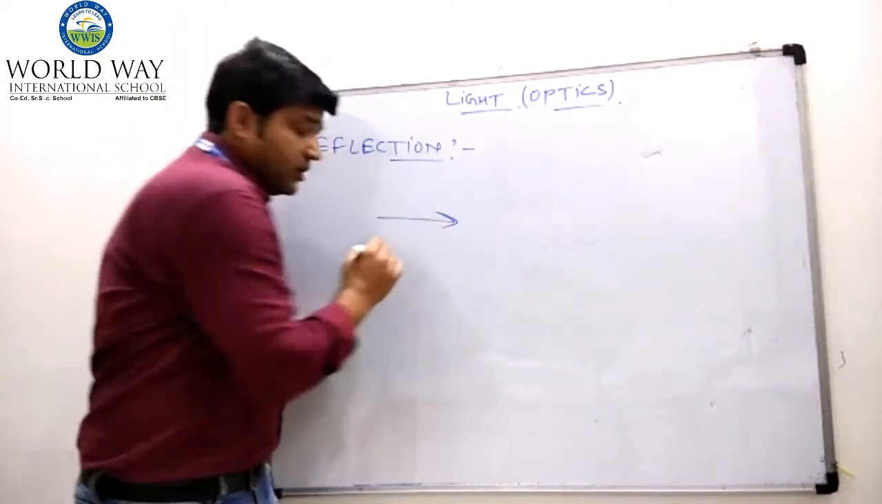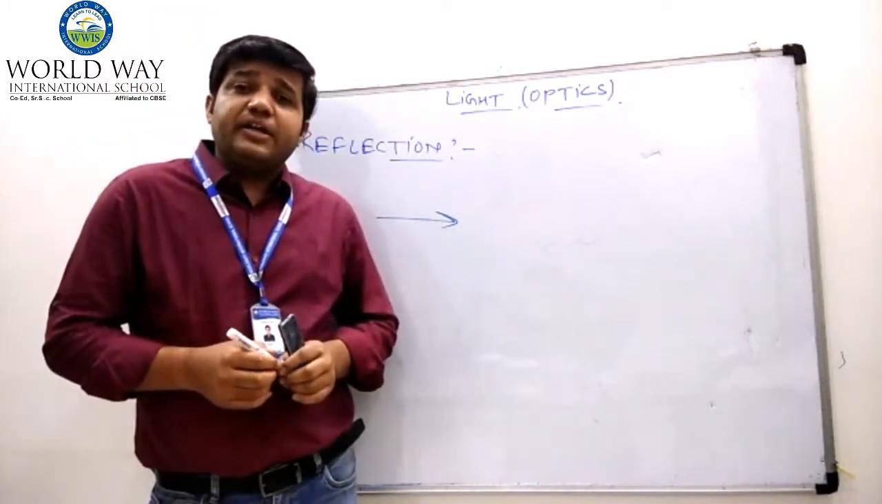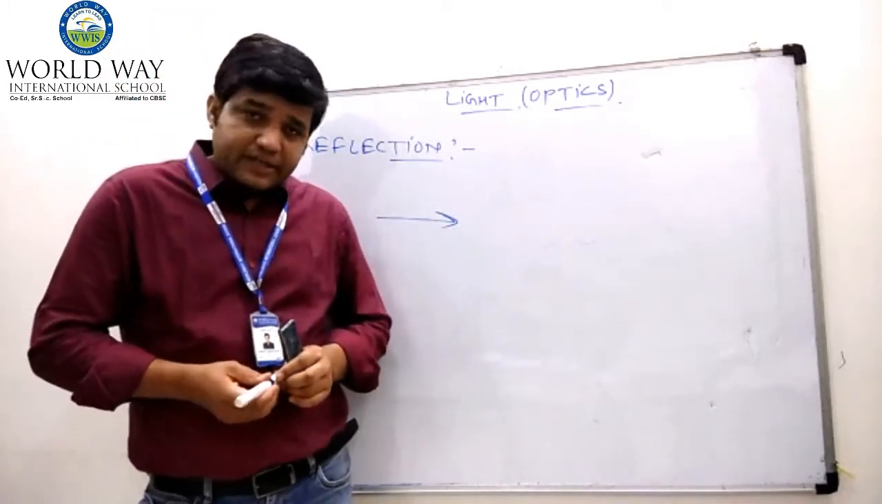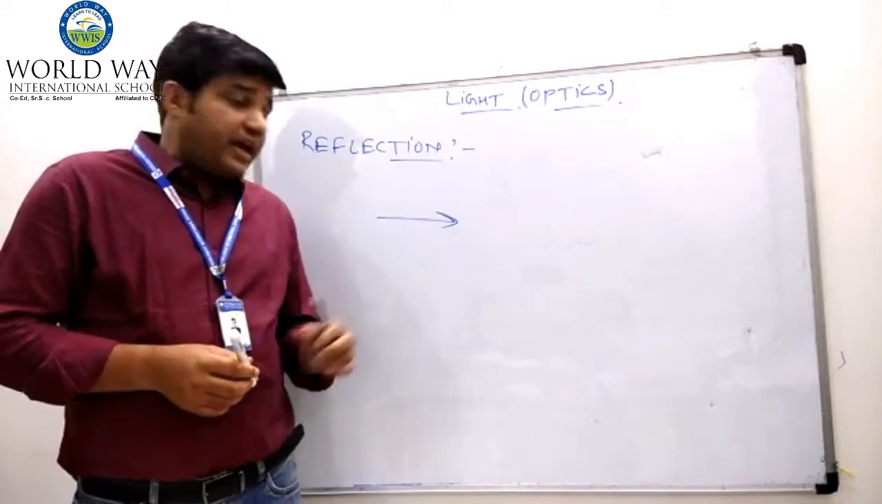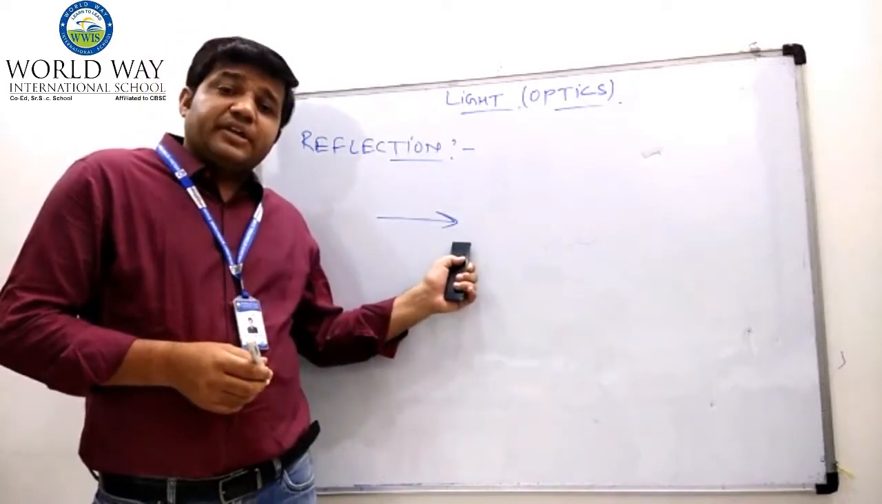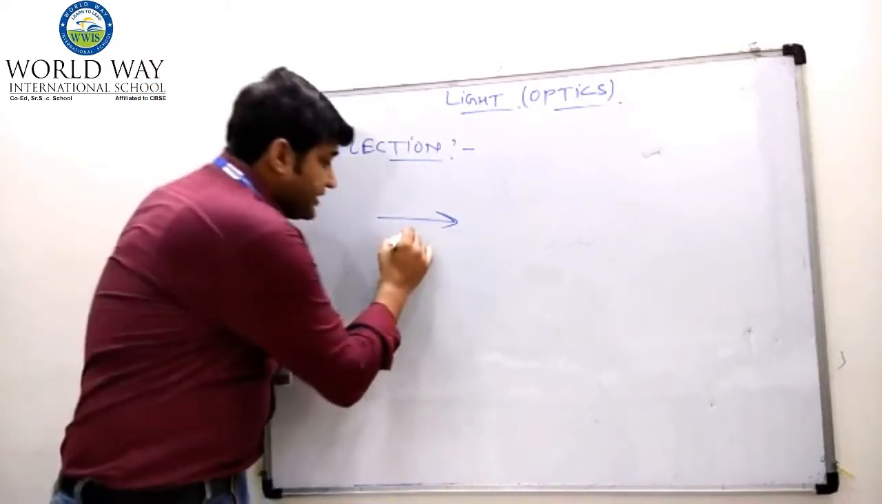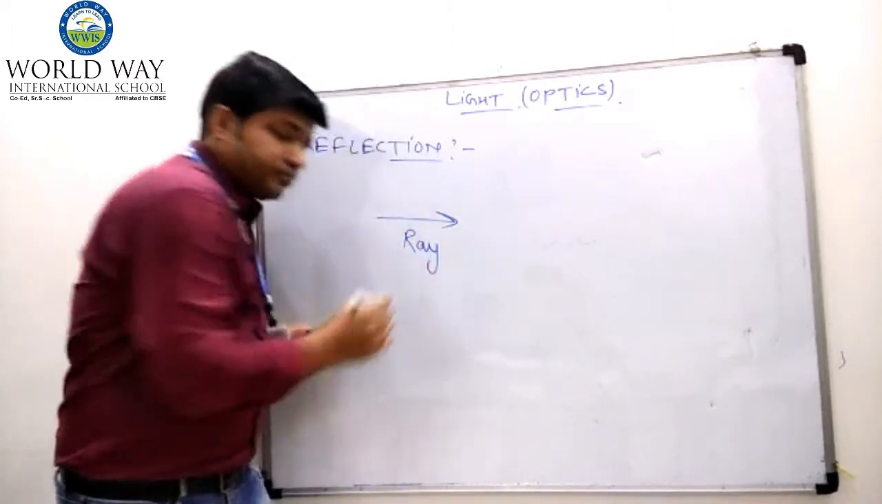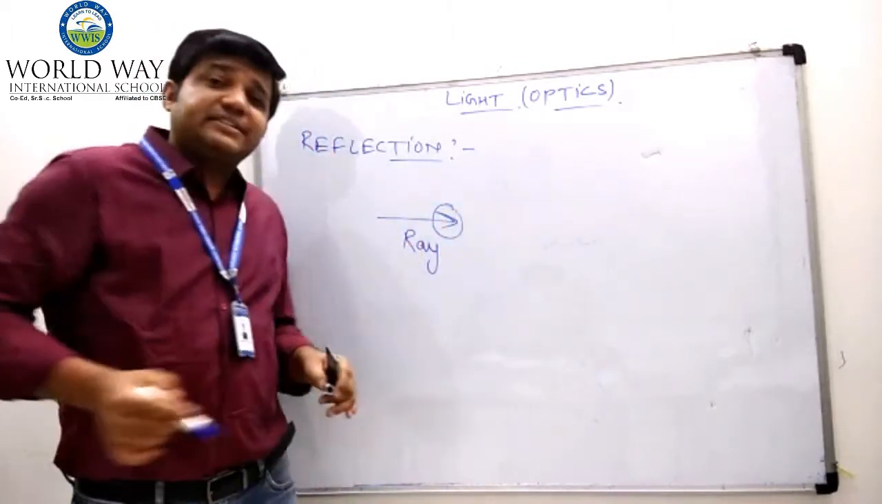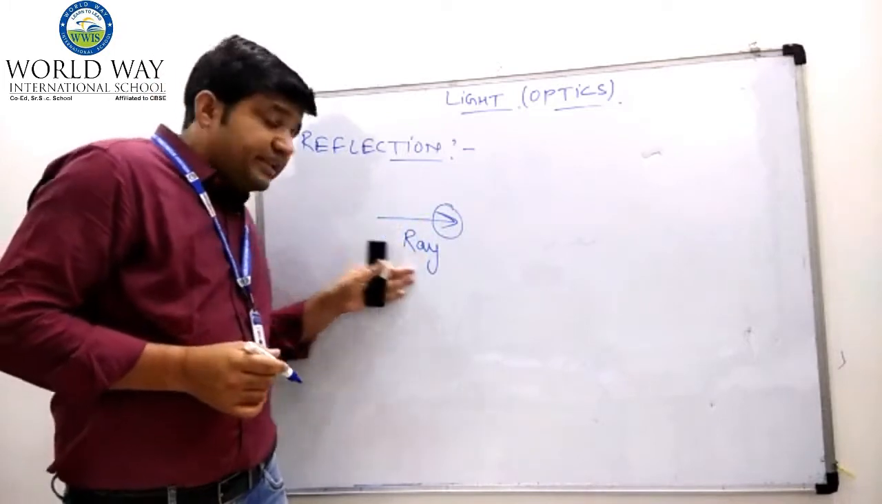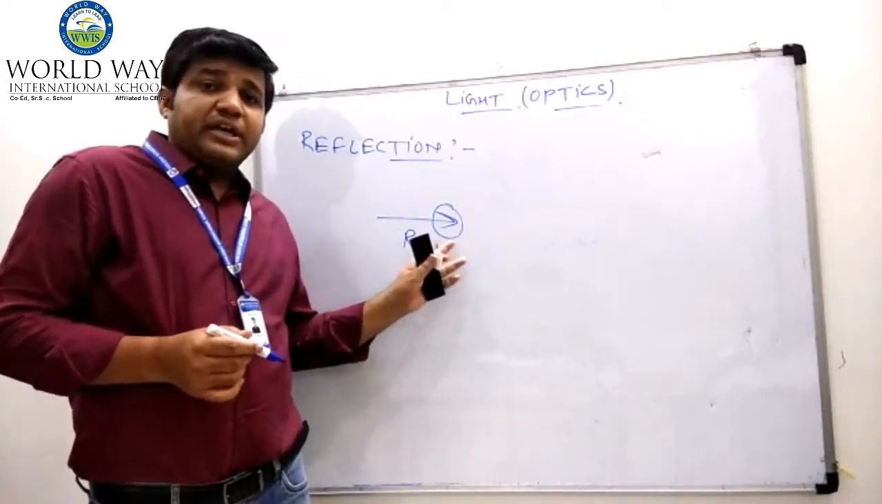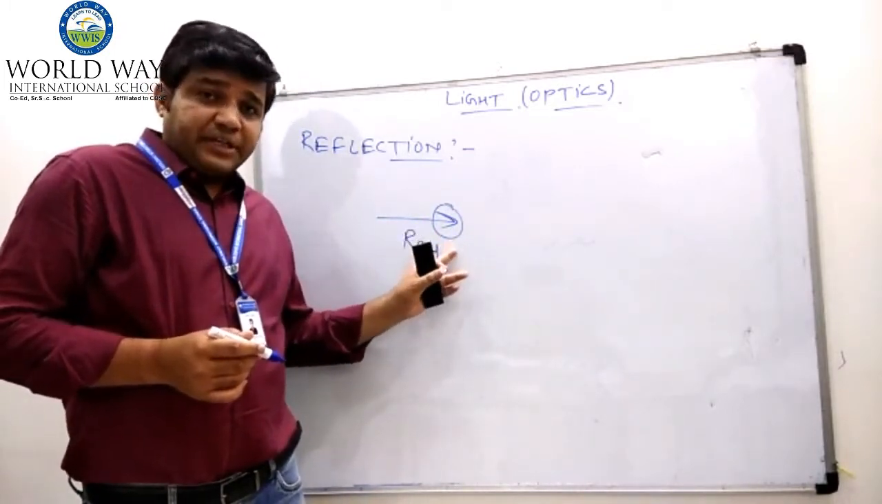This is called rectilinear propagation of light. In rectilinear propagation of light, light always travels in a straight path. This also we can say is a ray. This arrow indicates that light is travelling in this direction. This is only a single line representation.